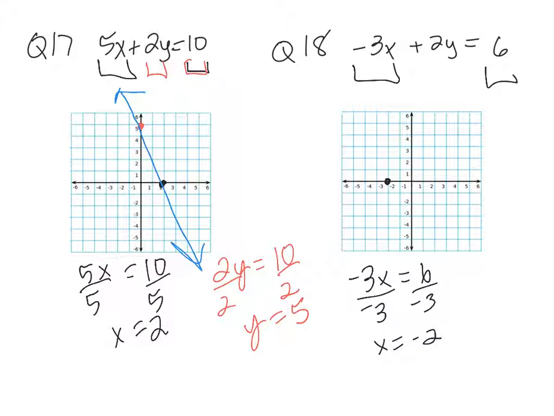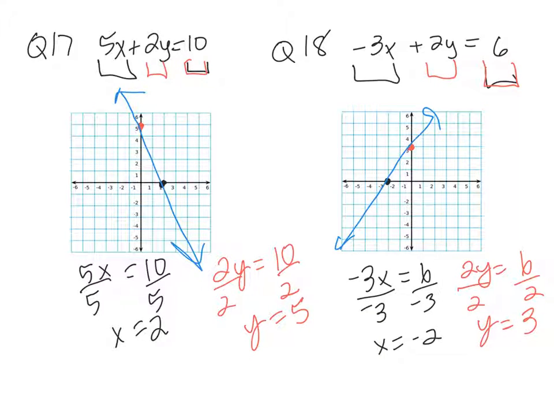And I'm going to go back in and this time take the y value, set it equal to the number on the other side of the equal sign. To get y by itself, I'm going to divide by 2. Y equals 3. So then I'm going to plot a point where y is equal to 3. And then when I have 2 points, I can draw my line. And that is standard form.